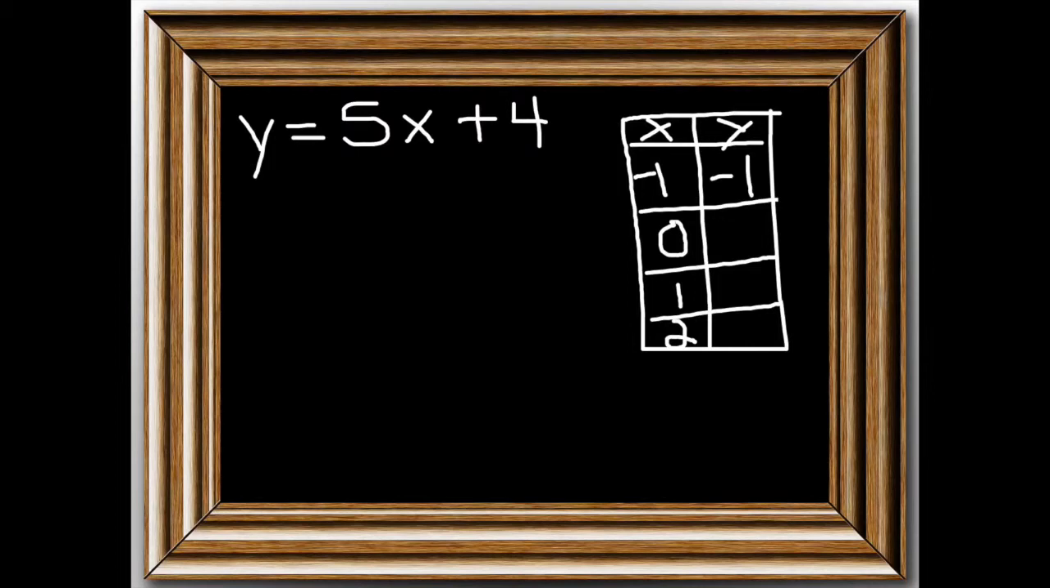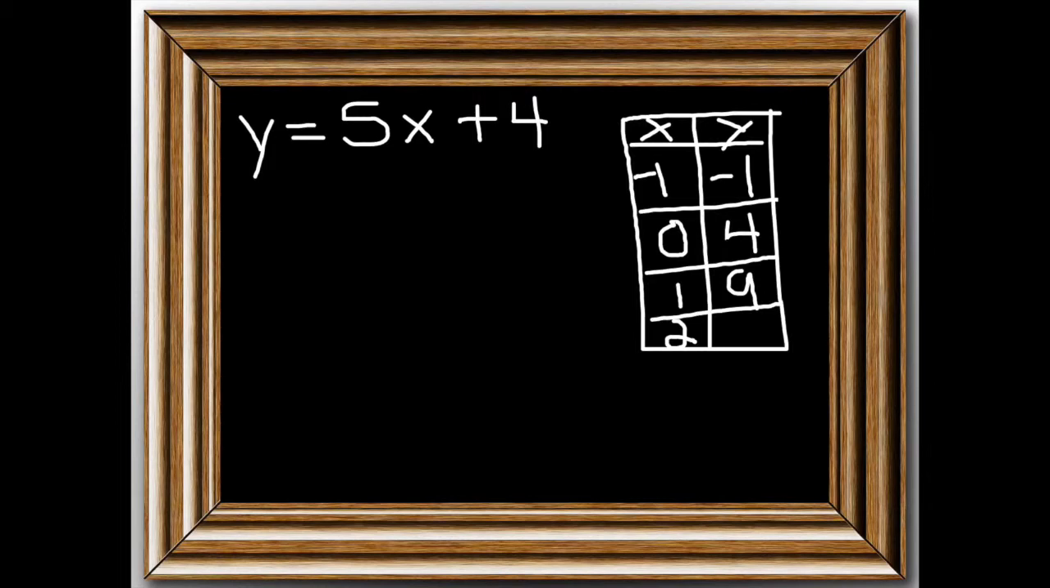Let's take the next one, which will be 0. 5 times 0 is 0, and if you add 4 to that, you just get 4. So we'll put that down. Take the next one: 5 times 1 is 5, plus 4, and that'll give you 9 over here. Okay?